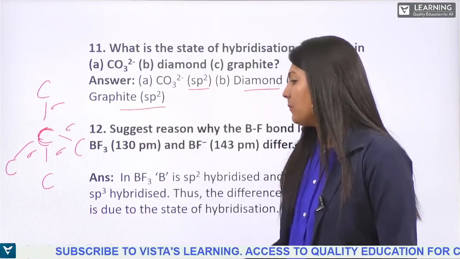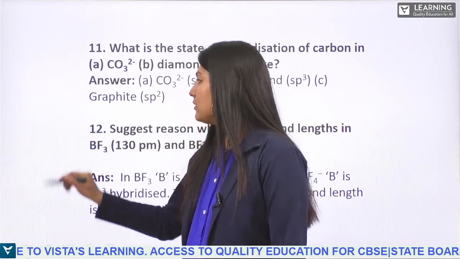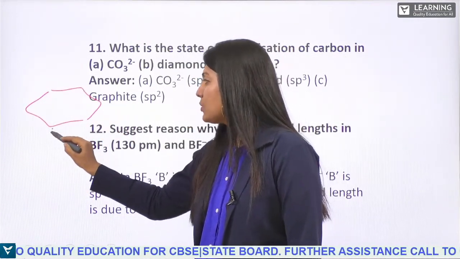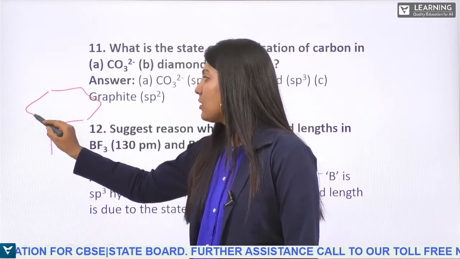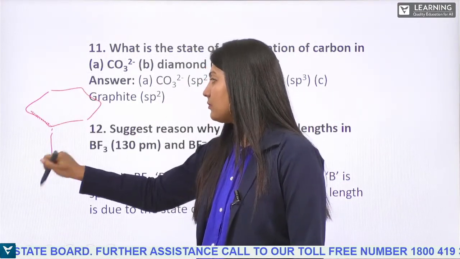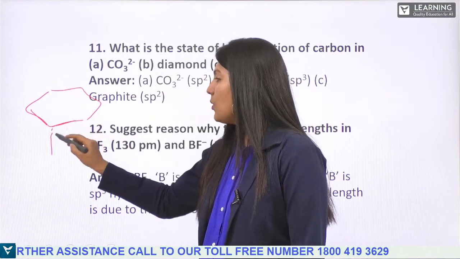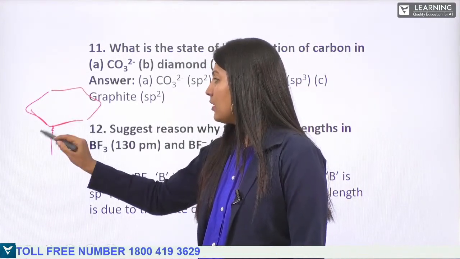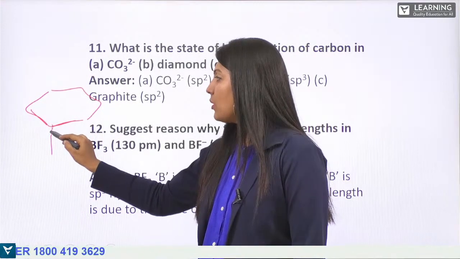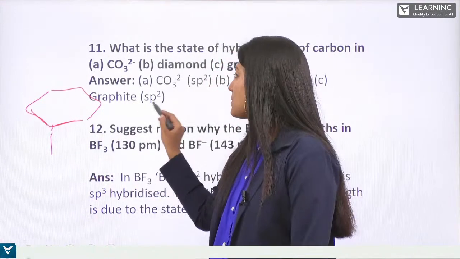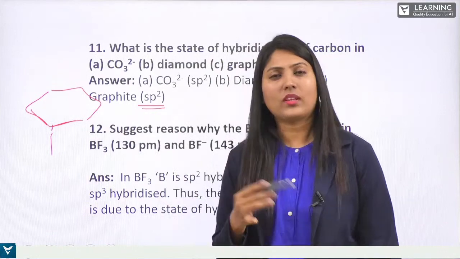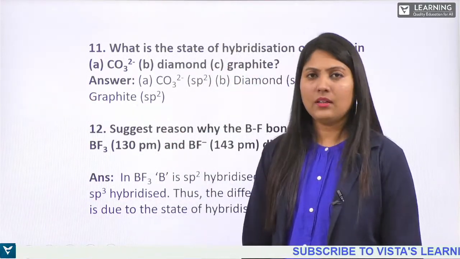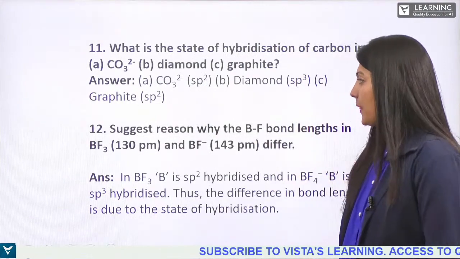Whereas for graphite, we have layers. They are hexagonal layers where you can find this 1, 2 and the 3. You will have 3 bonds with sp2 hybridization with other carbon atoms. So graphite will have sp2 hybrid orbitals.